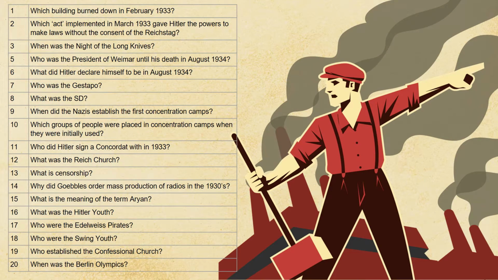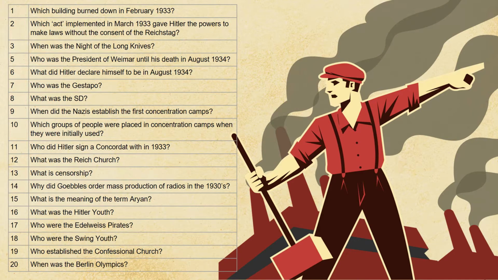When was the Night of Long Knives? Who was the president of the Weimar until his death in August 1934? What did Hitler declare himself in August 1934? Who were the Gestapo? What was the SD? When did the Nazis establish the first concentration camps?